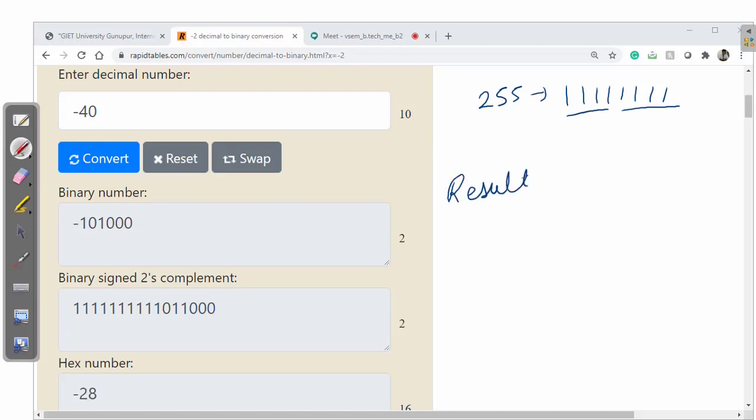I'm talking about the result. I hope you're getting my point. So what you are trying to say is that suppose I have two numbers, let it be x and y, and the result is coming as 255. Are you saying this? I didn't get it. See what I'm trying to say.